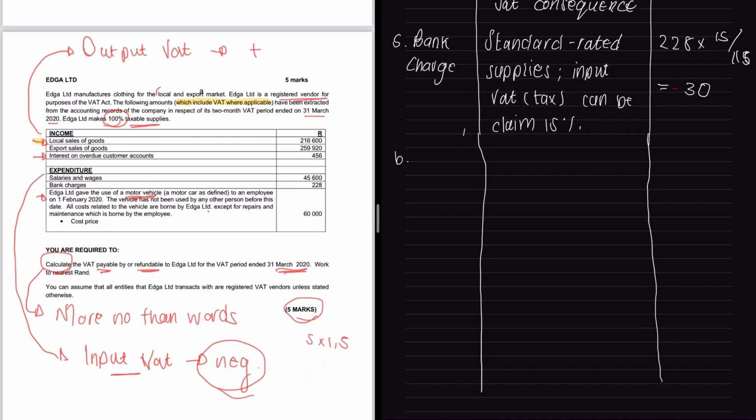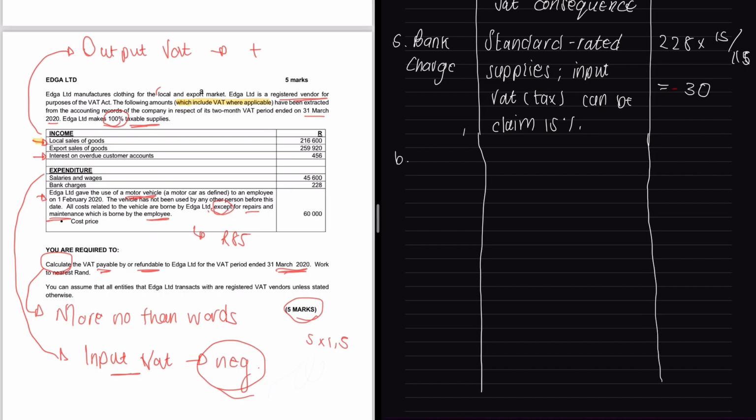Now we're talking about further deductions, except, keyword, for repairs and maintenance, which is borne by the employee. So this is a special reduction that happens. If repairs and maintenance are borne by the employee, a monthly amount of 85 Rand will be removed. Okay, so let's go back from your determined value. How do we work this out?